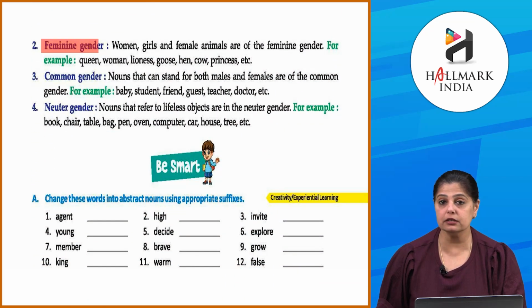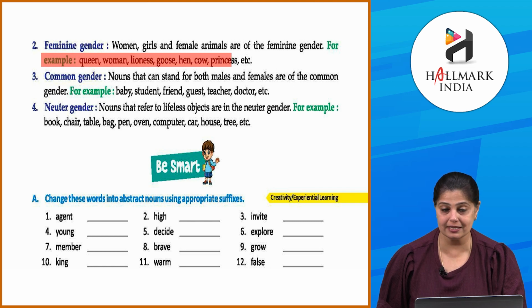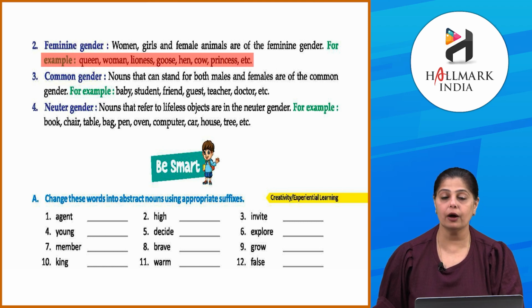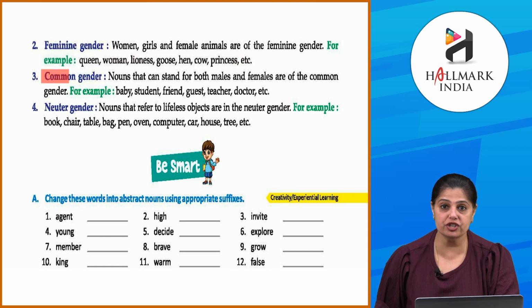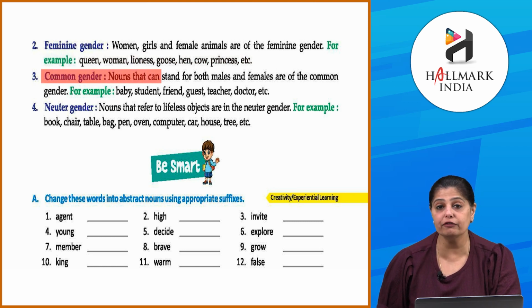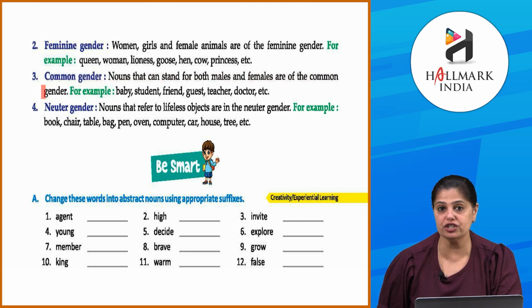Feminine gender means women, girls and female animals are of the feminine gender. For example, queen, woman, lioness, goose, hen, cow, princess, etc. Clear? So, now next is the common gender. Nouns that can stand for both males and females are of the common gender. For example, baby, student, friend, guest, teacher, doctor, etc.